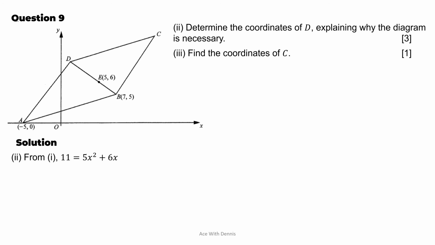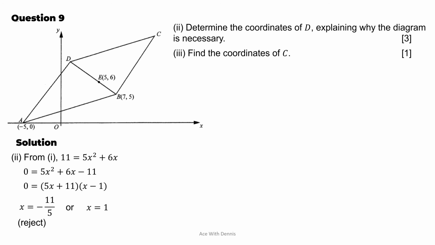Here is the solution. For part 2, from part 1, we get this equation: 11 equals 5x squared plus 6x. Right, we move the 11 to the right side, we get 0 equals 5x squared plus 6x minus 11. We can factorize this equation, we get 0 equals (5x + 11) times (x - 1). So x equals -11/5, or x equals 1.